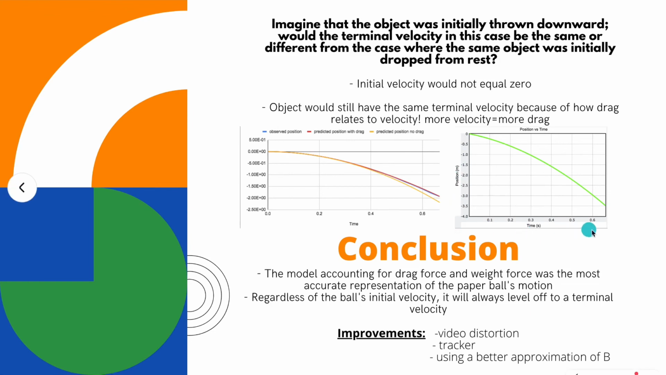Here we can see a computational model that has an initial velocity of -2 meters per second. We can see that the terminal velocity is the same as that of our previous computational models. So in conclusion, one, the model accounting for drag force and weight force was the most accurate representation of the paper ball's motion. Two, regardless of the ball's initial velocity, it would always level off to a terminal velocity like previously discussed.